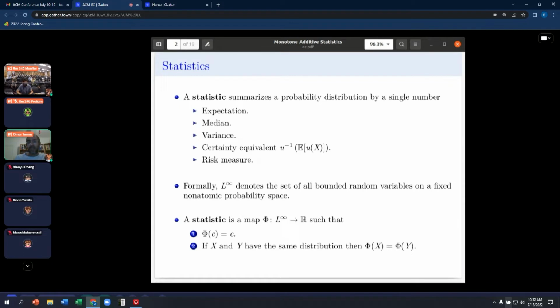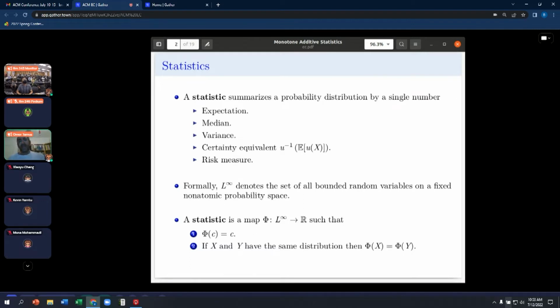In economics, if we have a utility function u, which is, say, a strictly increasing function, then u inverse of the expectation of u of a random variable x is again a statistic. It's what the agent would be indifferent between taking this deterministic amount versus taking the random amount x. It's a way of thinking of a whole distribution as just one number. In finance, the risk measures are the same thing. So that's what I mean by a summary statistic, which I'll just call a statistic.